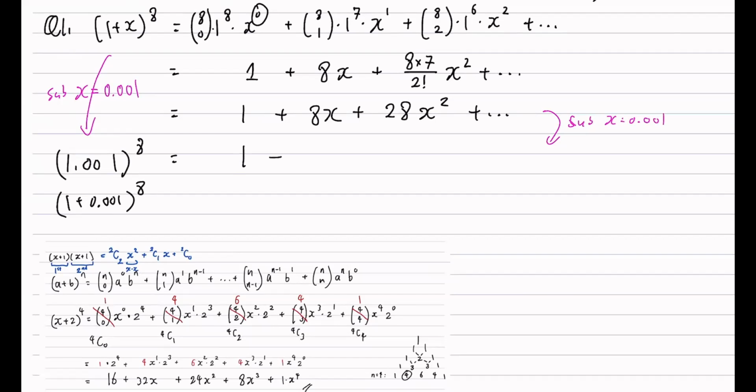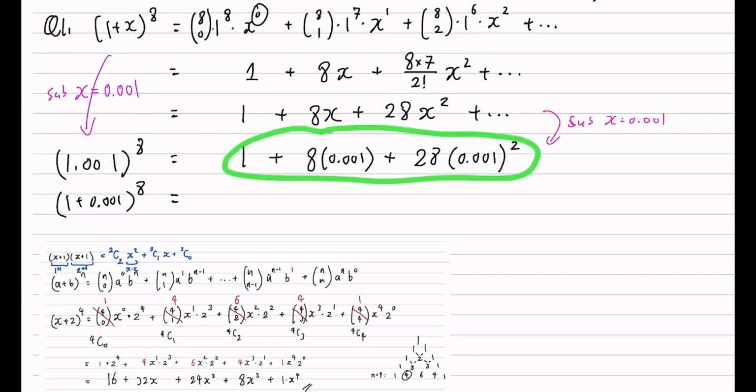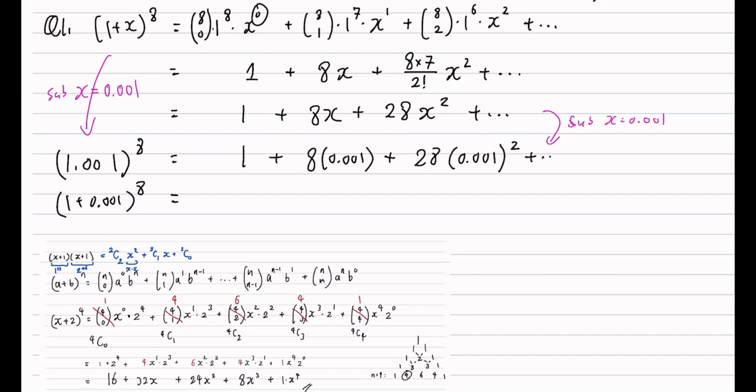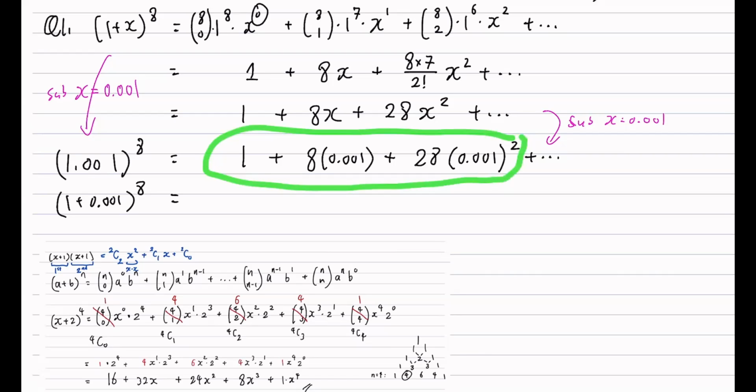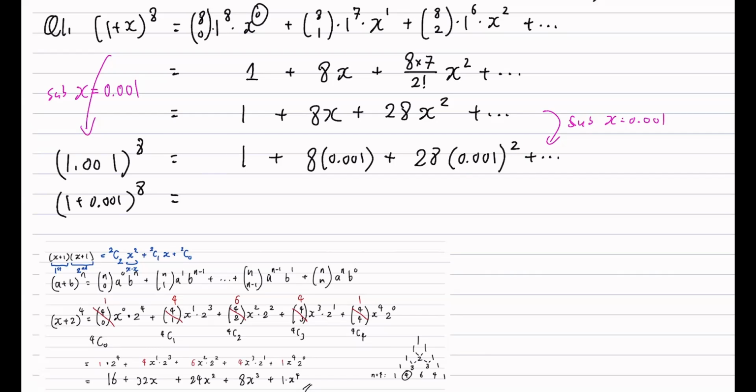So what do we get? We actually get 1 plus 8 times 0.001 plus 28 times 0.001 squared. This can be calculated manually. Imagine in an ancient world before calculators were born, this one can be calculated manually. But for the sake of time, let's just use a calculator. Plus 28 times 0.001 squared. I believe you will get 1.008028 approximately.